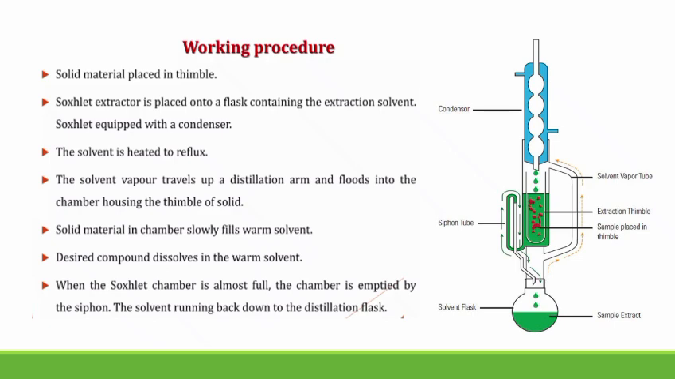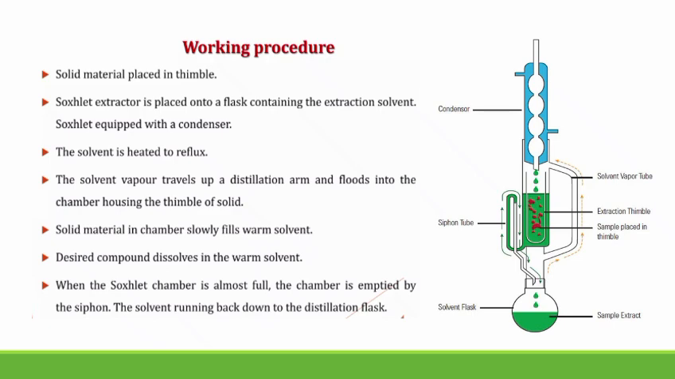Once it reaches the condenser, with the help of the water inlet, the vapor gets cooled and converted into droplets. The droplets are coming down into the thimble. The thimble contains our crude drug. Once the droplets fully enter the thimble and reach a certain level, the solvent collects.